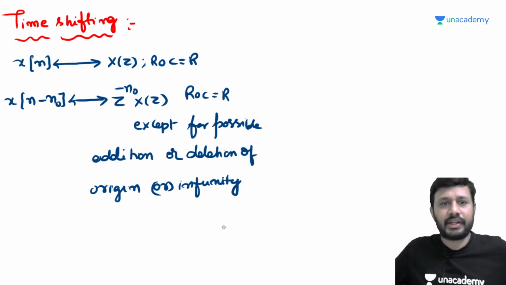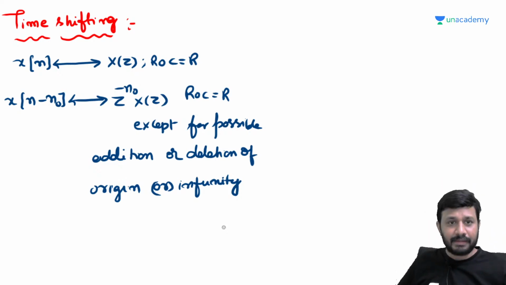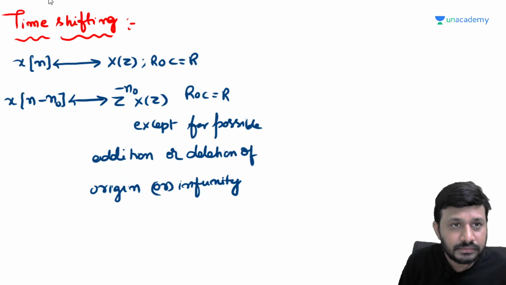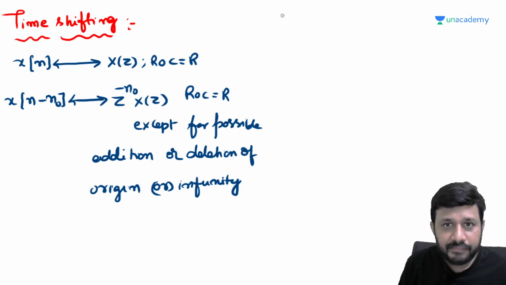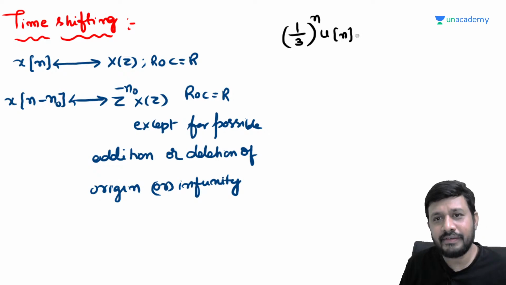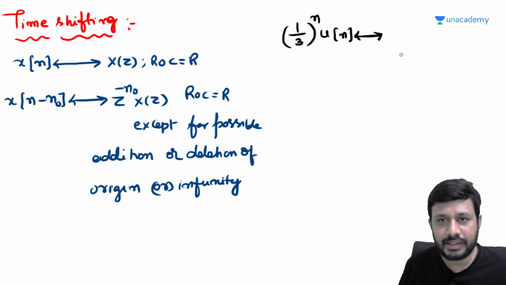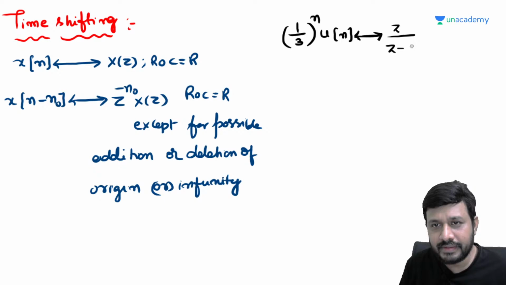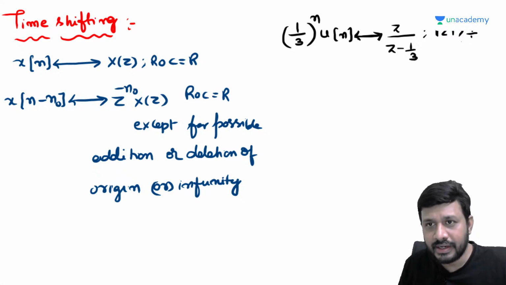Now what are the examples you can give? Look here. Yesterday we have seen, I am just recalling yesterday's discussion. What is the Z transform for 1 by 3 whole power n u of n? It is nothing but z by z minus 1 by 3. Right? What is the ROC? Mod z greater than 1 by 3.